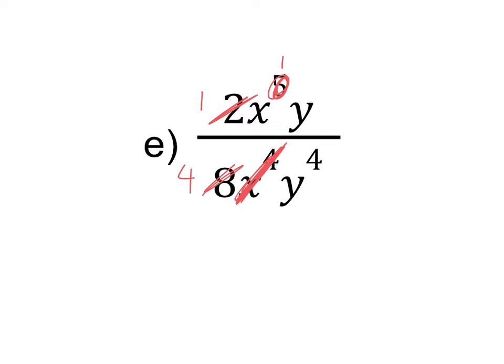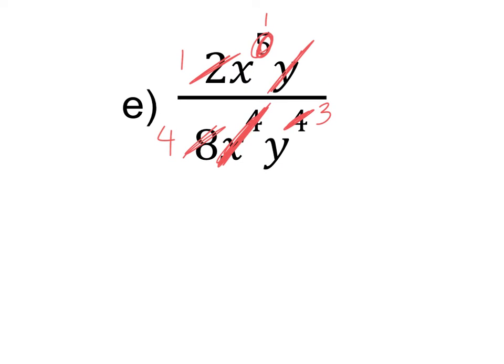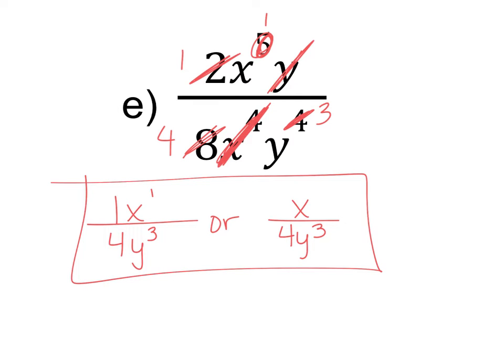And then you have y over y to the 4th. That means 1 y can cancel, and this becomes y to the 3rd. All right, clean it up. There are a couple different ways actually that you can write this, but here's one of them that's perfectly acceptable. So you could do 1x to the first power over 4y to the 3rd. Or how you'll probably see me write it, on that numerator, I would just write it as x over 4y to the 3rd. Either one of those I am perfectly okay with.